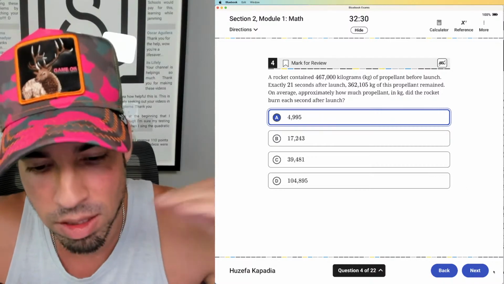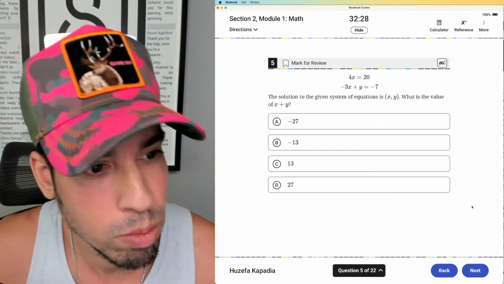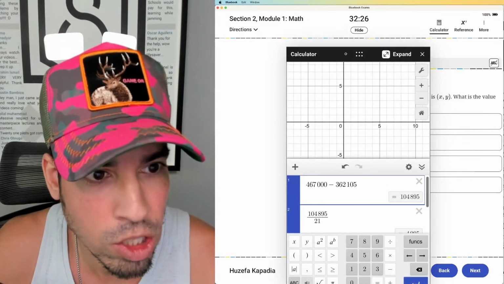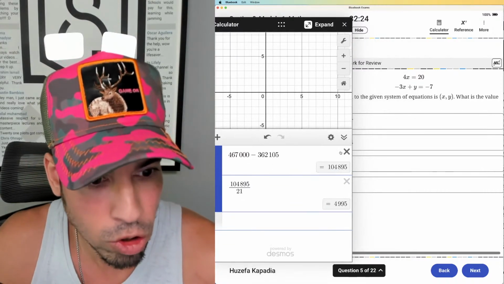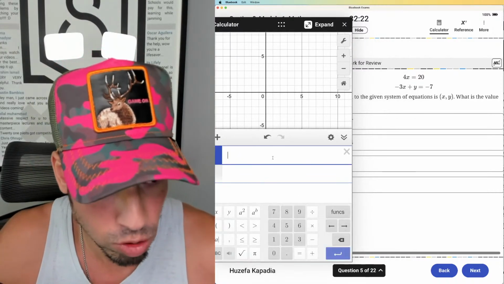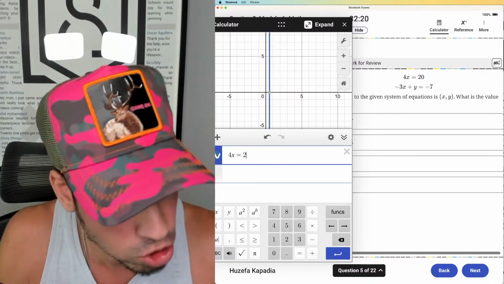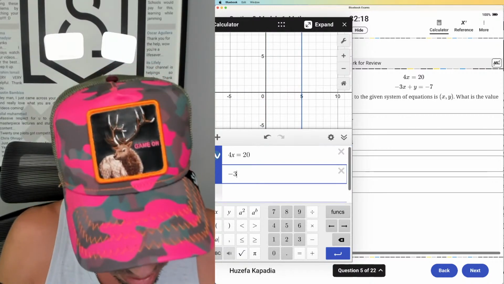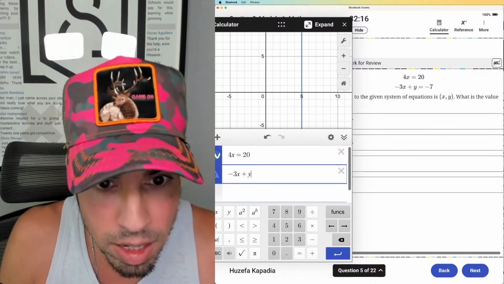You kind of have to understand the numbers and whatnot, but boom, there you go. Okay, solution for a system of equations. This is amazing, right? All you're going to do is be like, what are they talking about, solutions? Well, all I'm going to do is plug in these two equations, 4x equals 20, and then negative 3x plus y equals negative 7.